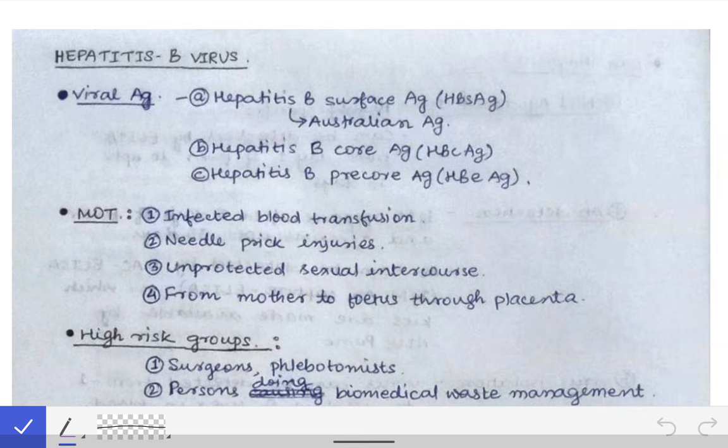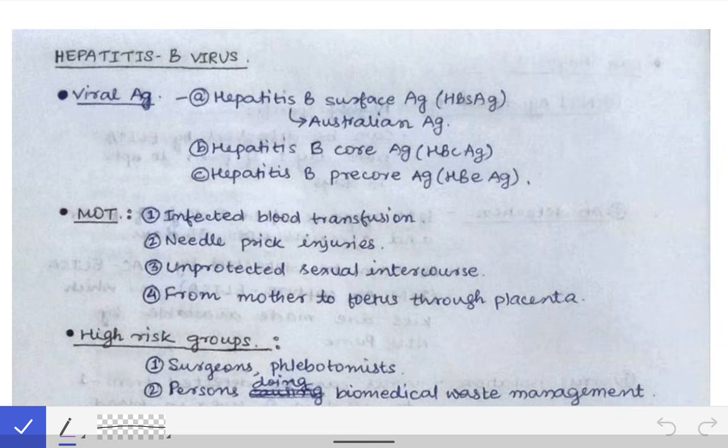This is a double-stranded DNA virus, and it is the only hepatitis virus that has DNA, while all other hepatitis viruses, like hepatitis A, C, D, and E, have single-stranded RNA. Hepatitis B is the only hepatitis virus that has double-stranded DNA. That makes it a unique virus, and it is also an enveloped virus.